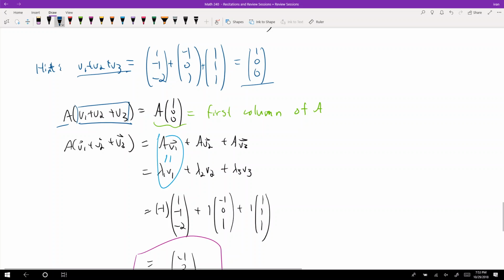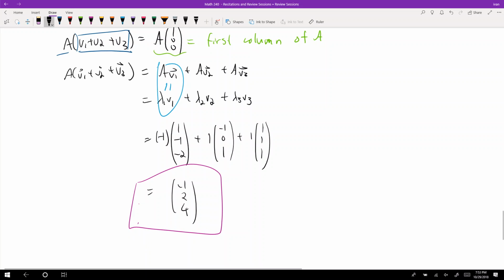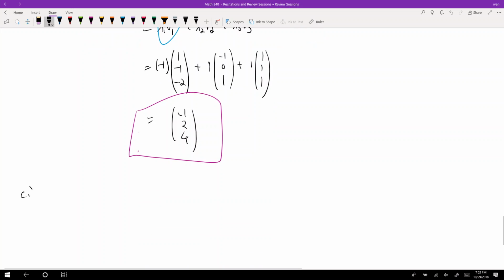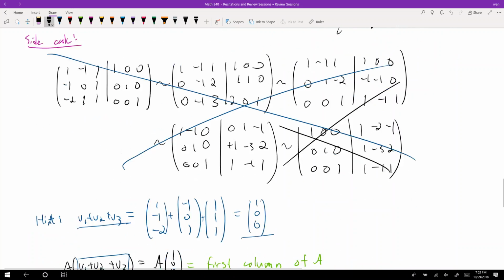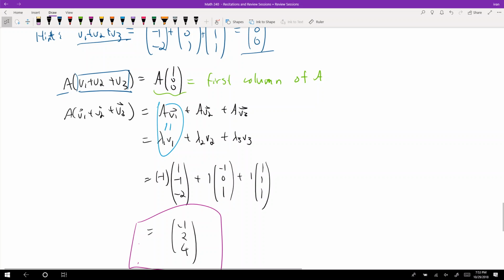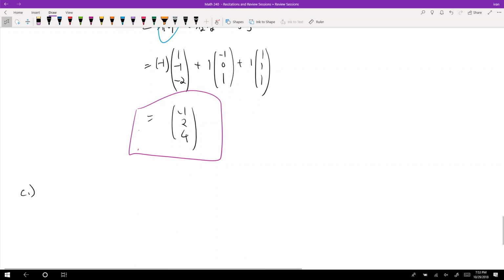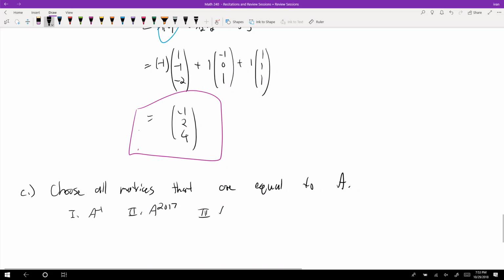Okay, so the second part of this problem is also pretty applied, and it's the following. So there's a part B to this problem. Part B was what diagonal matrix does this thing have, which was really easy to find. And then part C is choose all matrices that are equal to A. All right, and here are the choices. 1, A inverse. 2, A to the 2017. 3, A to the 2018. 4, A squared. And 5, our favorite multiple choice answer on every test ever. None of the above.